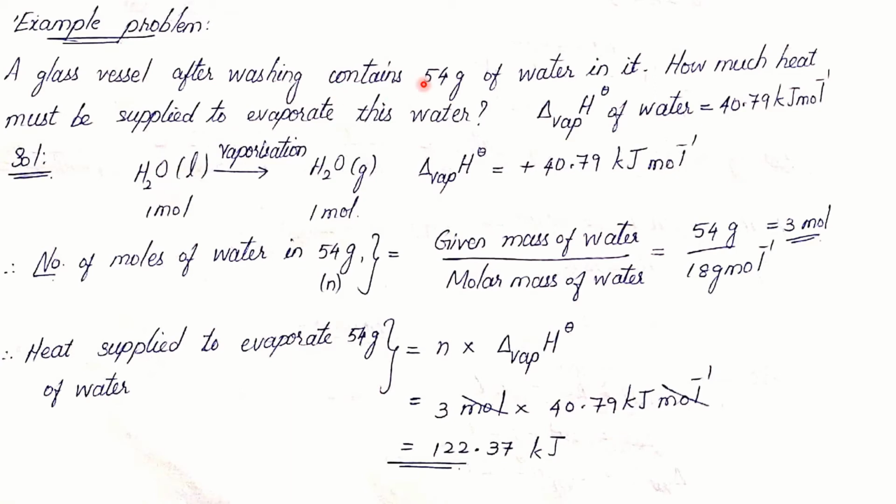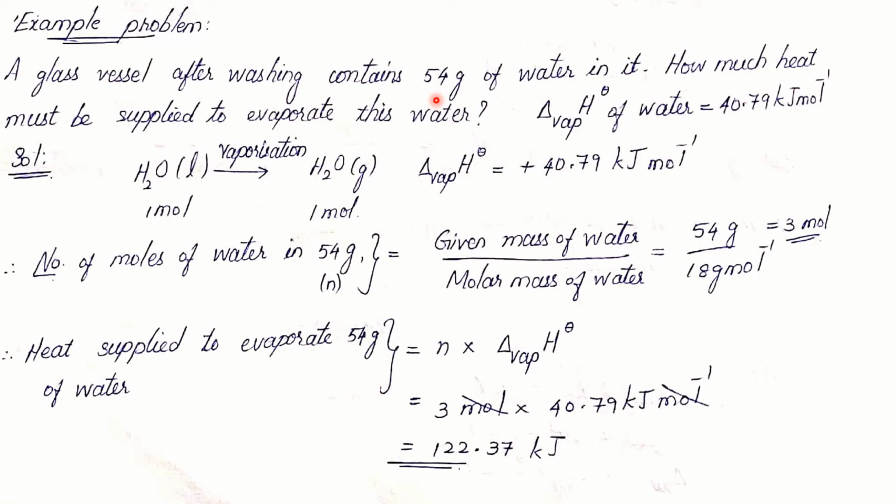We have 54 grams of water, right? So first of all, we must know how many moles amount to 54 grams of water. Once we know the number of moles of water in 54 grams, we can simply multiply that value with the standard enthalpy of vaporization value in order to know how much heat is required to convert that many moles of water in the liquid state to vapor state.